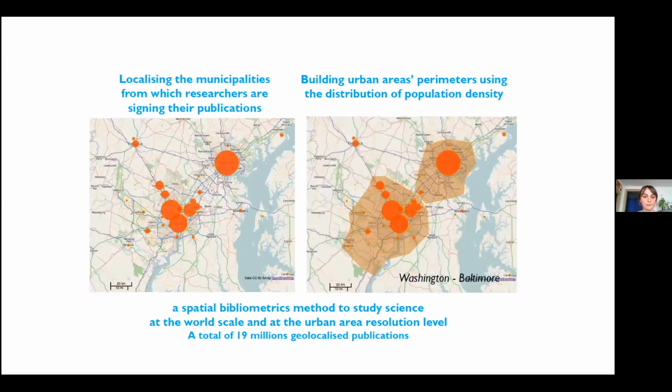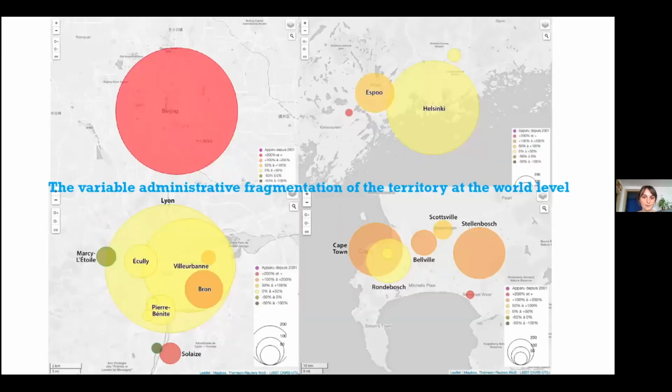To do so, we decided to delineate our own perimeters of aggregation, because the perimeter you have when you just geolocalize the data, with latitude and longitude, usually gives us the municipality level, and it would not be very good for comparing cities at a world scale. So what we have done is delineate perimeters using the way the density of population is spread. It was a way to avoid the problem of administrative fragmentation from one territory to another.